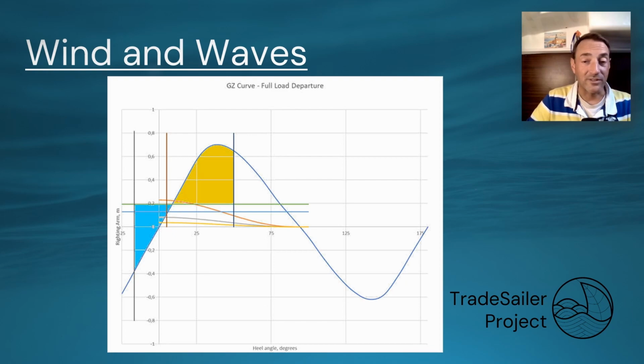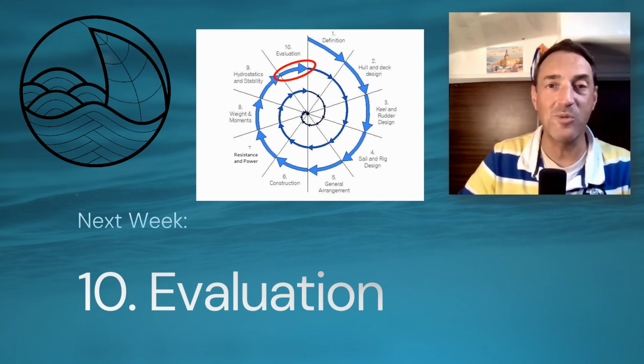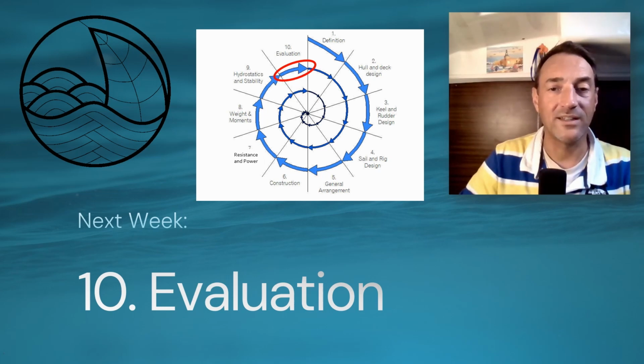In this case we've got more than enough stability. So the result of the stability calculation is that we're very stable. We pass with flying colors. So this is something we can start adjusting in the next iteration. Maybe reduce the stability a bit with less ballast or a narrower hull.